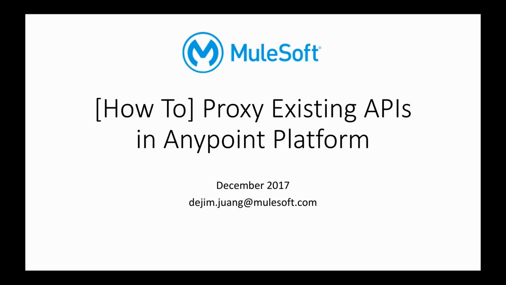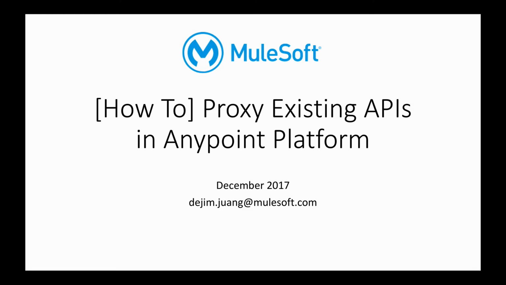Hey guys, so here's a quick video on how to proxy existing APIs in the Anypoint platform. With the recent Crowd release in November, we've changed the flow in which you create a proxy. In the past, you would create a proxy within the API manager and then add that proxied endpoint into Exchange. We've flipped that model over, where now you create an endpoint within Exchange, and then you can create a proxy off of that endpoint from Exchange.